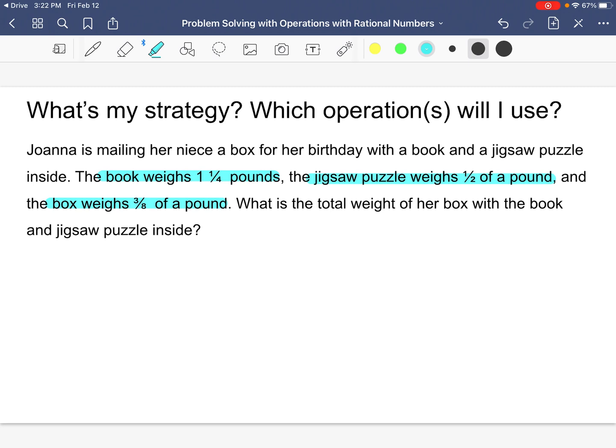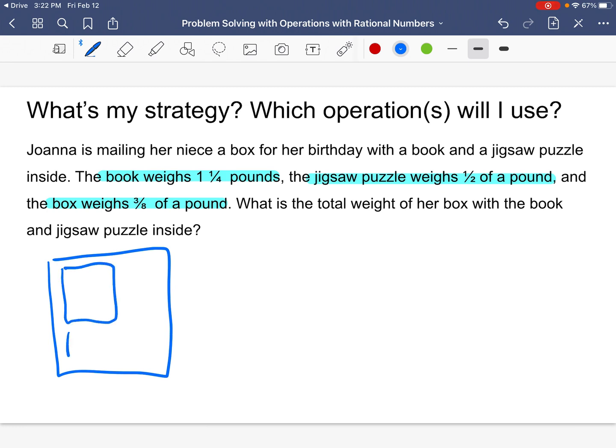So I'm just going to draw a quick picture. I've got a box with a book and a jigsaw, and I'm going to say the book weighs 1 1/4 pound, the jigsaw weighs 1/2 pound, and the box weighs 3/8 of a pound. So I kind of have a visual of what I'm working with, and my strategy is that I'm going to add all 3 weights.